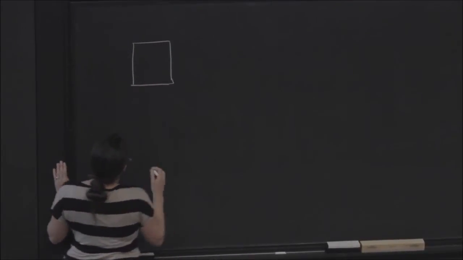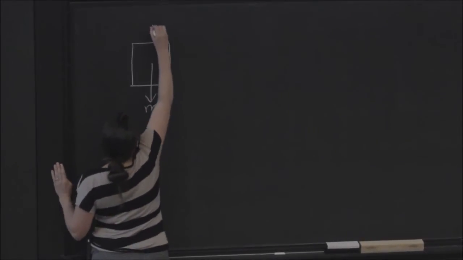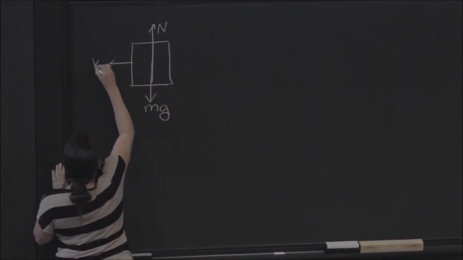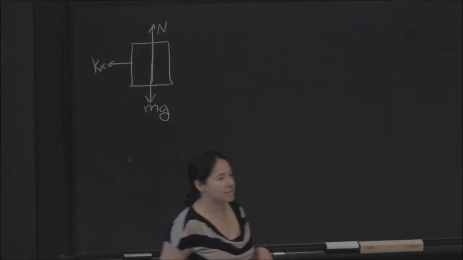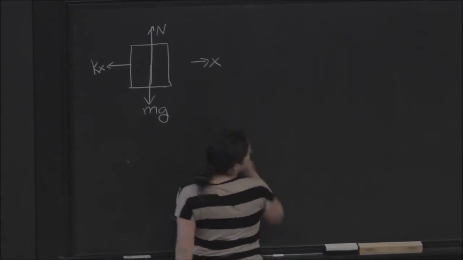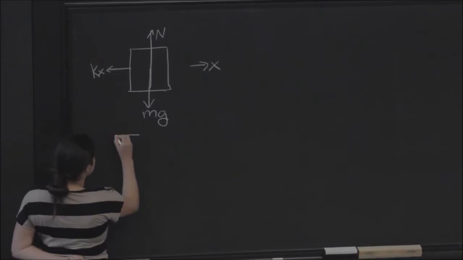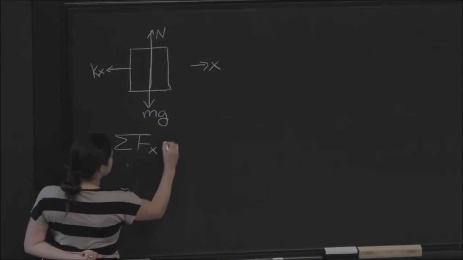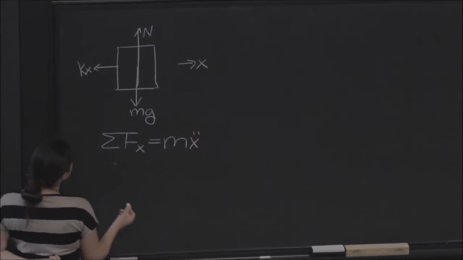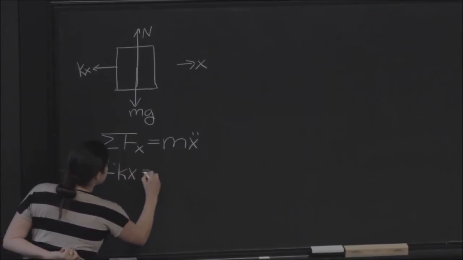So what forces do I have? Gravity, normal force from the ground, and pulling it to the left we have kx. So I better define my positive direction as well. I'm going to say that this is my positive x direction. Okay, so if I do my sum of the forces in the x direction, as always, it is going to equal m x double dot. So let's see, the only force I have going, it looks like, is the spring in the negative x direction.